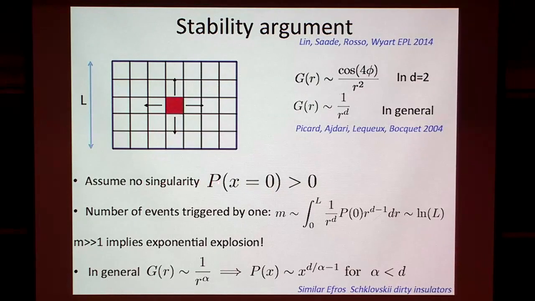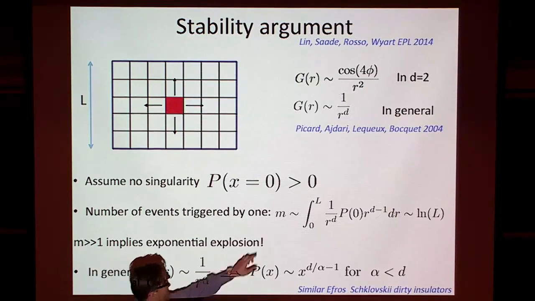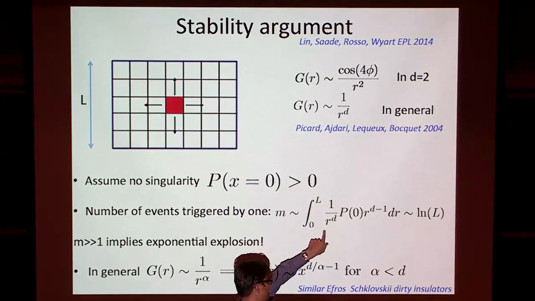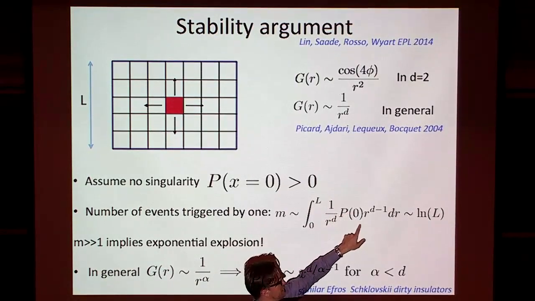So let's assume that you don't have any singularities, that P(x), when x goes to 0, is larger than 0. And let's trigger one of these sites and ask how many new shear transformations are going to yield in response to that. That's easily computed. If you assume that P(x) does not vanish, the probability to trigger something here will just be proportional to the amplitude of the kick over there. So to see the mean number of new triggerings that I create, I can just integrate in space, where I will have the amplitude of the kick, P_0, and an integral over the volume.